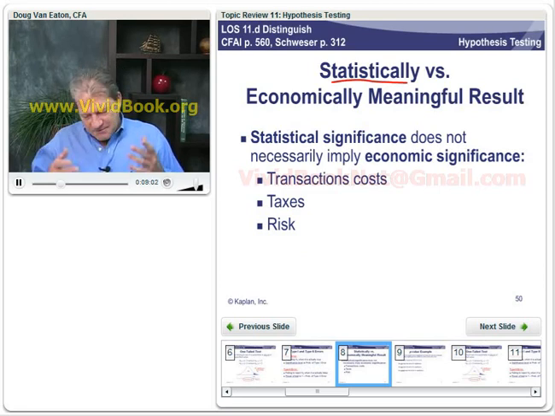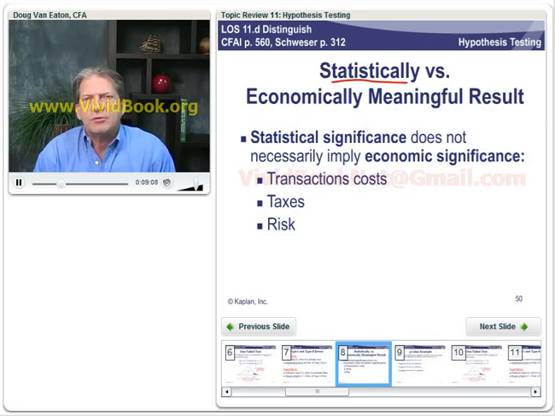So if I estimate the risk-adjusted returns on average for a portfolio strategy, and I have enough data to support it, I may be able to reject the null hypothesis that risk-adjusted returns are less than or equal to 0, even when my test statistic only shows that our risk-adjusted returns from this strategy average 0.1%.